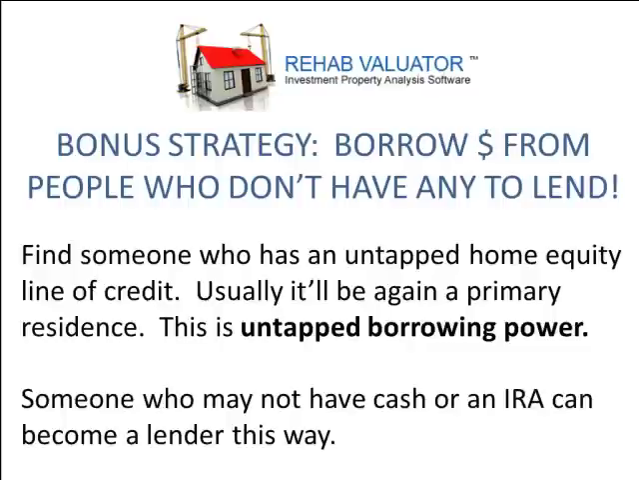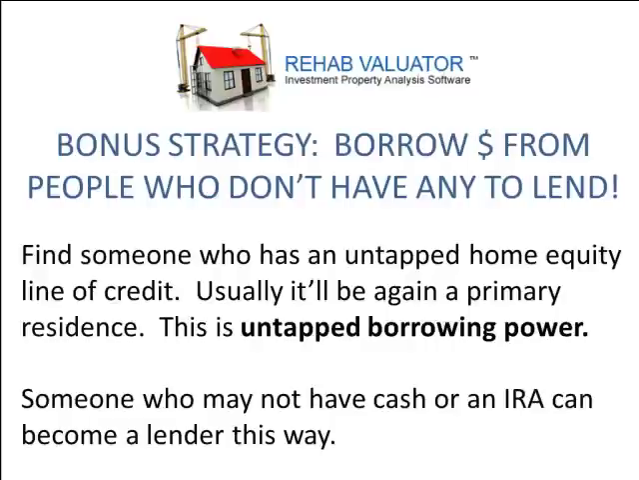So again, think about it for a second. Somebody may not have much savings, may not have a self-directed IRA. They don't fit the profile of your typical lender, but they have an untapped home equity line of credit, and usually these home equity lines of credit against the personal residence are at very low interest rates. Right now, as I'm recording this, interest rates are basically at an all-time low. So people have home equity lines of credit at 3-4% interest.